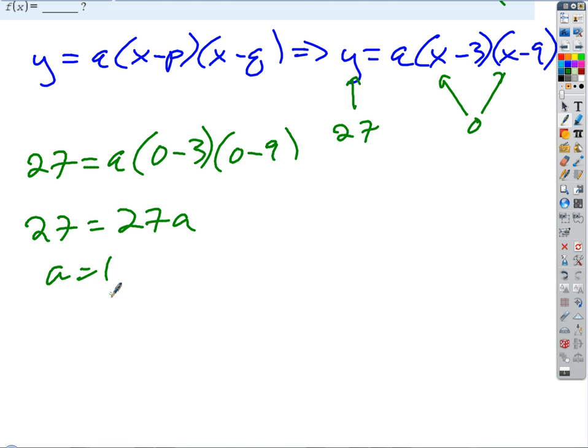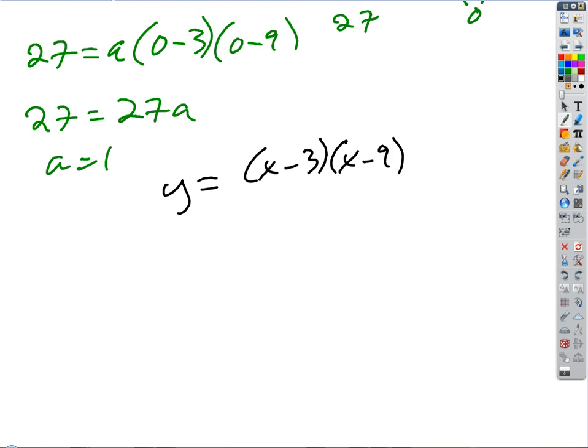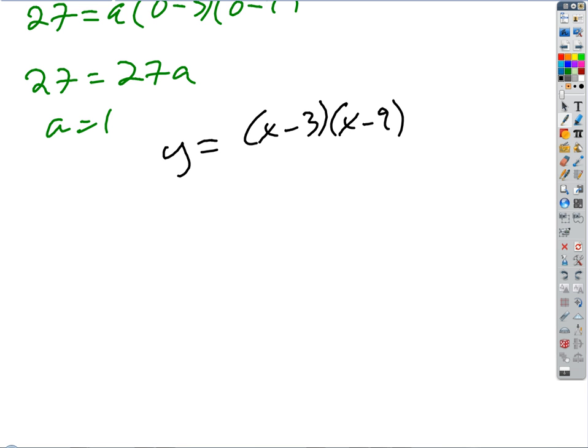So that makes this pretty simple then. If that's just a 1, we end up with our answer just equaling 1 times x minus 3 times x minus 9. So all I have to do is FOIL that out, combine like terms, and it's in general form, right? Okay, make sense?